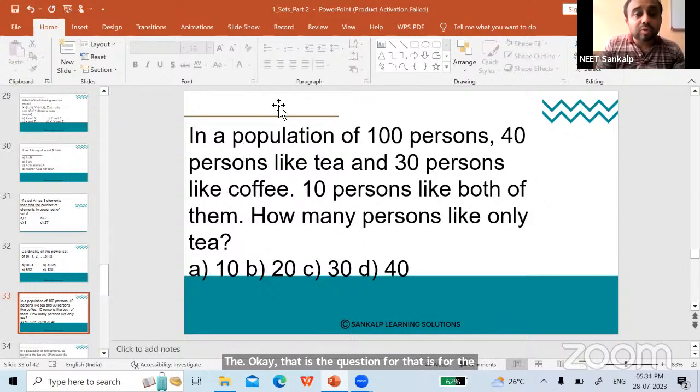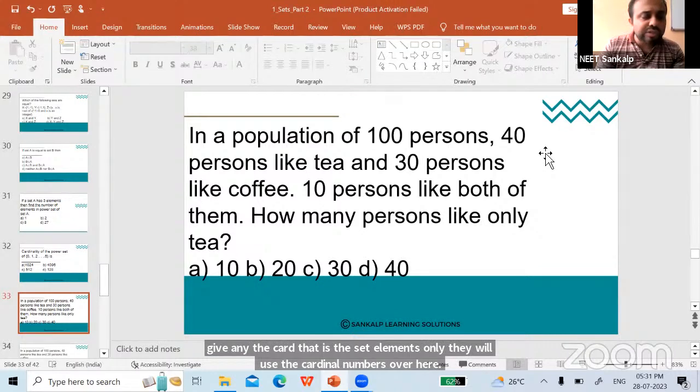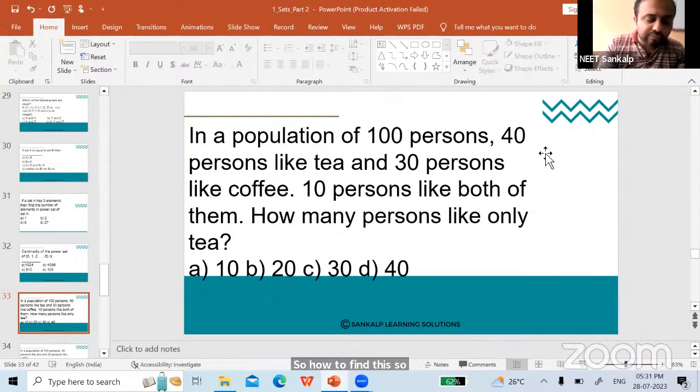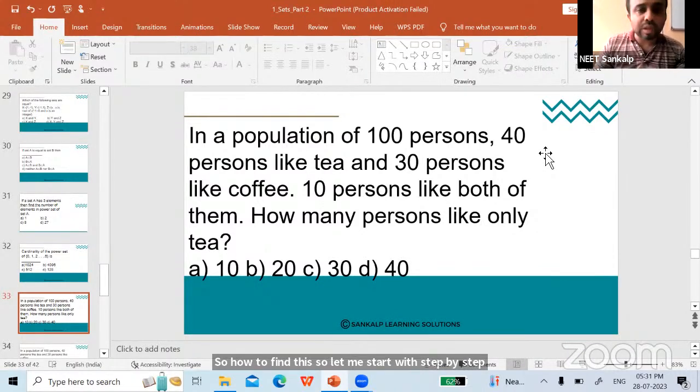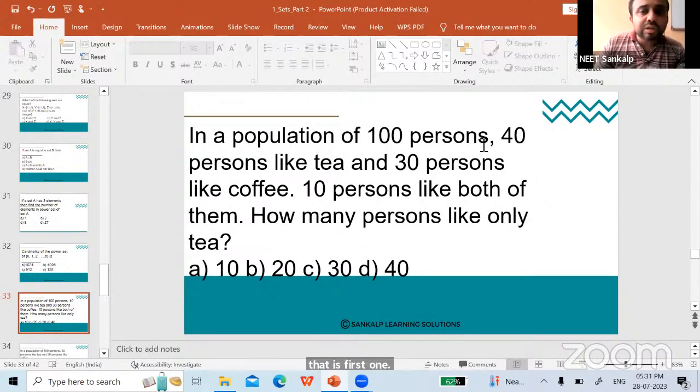For this type of question, as I explained, they will give direct numbers, not the set elements. Only the cardinal numbers will be given here. So how do we find this? Let me go step by step. First, it is given that the total population is 100 persons.